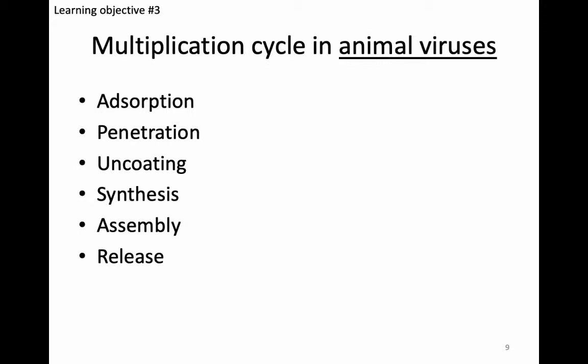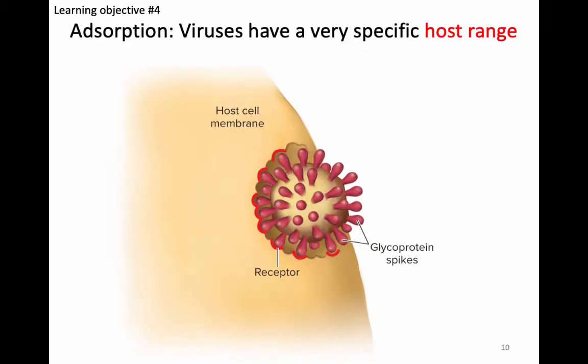We'll first start discussing animal viruses and the multiplication cycle that they go through. Notice we don't use the phrase life cycle because viruses are not living. So the animal viruses are viruses that infect humans and any other animal. And the first step in the multiplication cycle is the adsorption step.